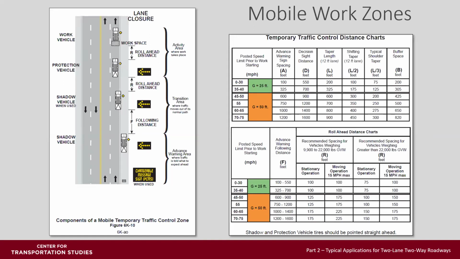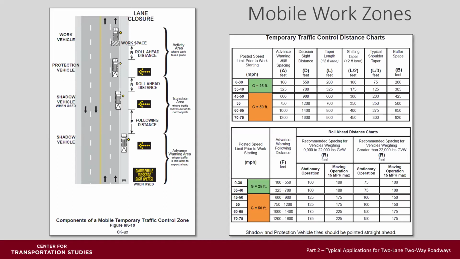Let's take a look at the components for a mobile work zone. The decision sight distance comes into play here. The operation must move down the road at least a decision sight distance in 15 minutes to qualify as mobile. As with stationary work zones, we're going to set this up in the order in which drivers will see the trucks.